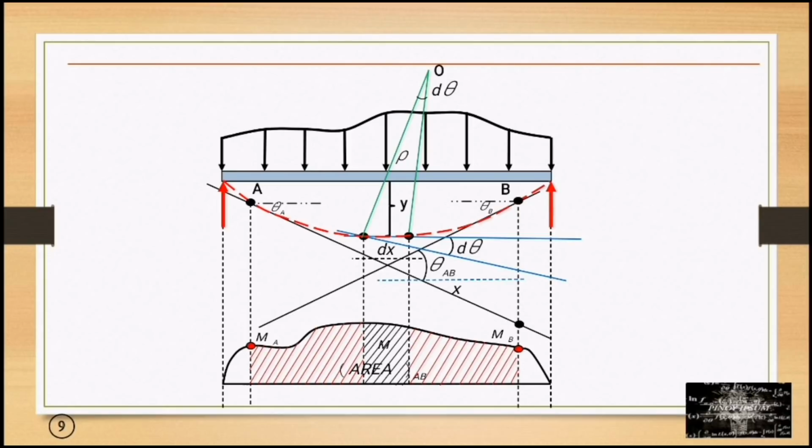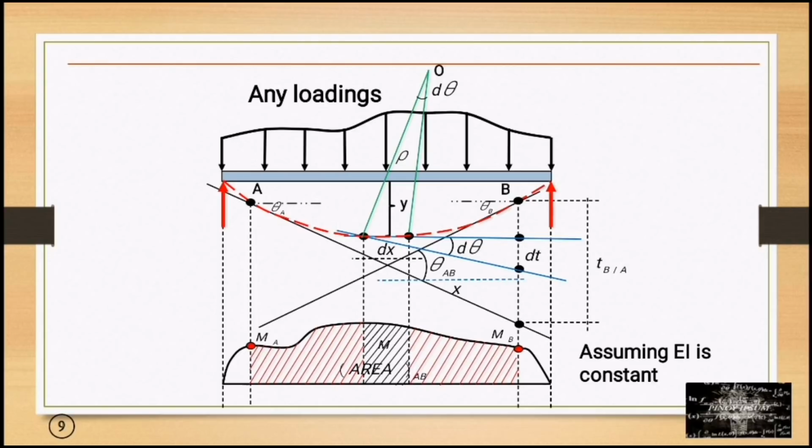Next, our target is to solve the t_BA, or the deviation of point B from the tangent drawn at A. So we have dt. Assuming EI is constant, the area between A and B is equal to M times dx. Then the centroid of the moment diagram is represented by x bar.